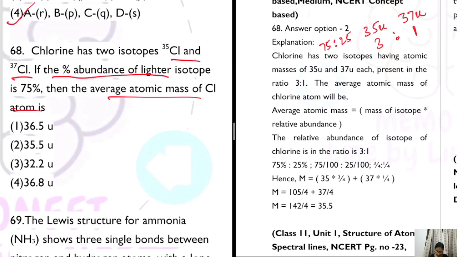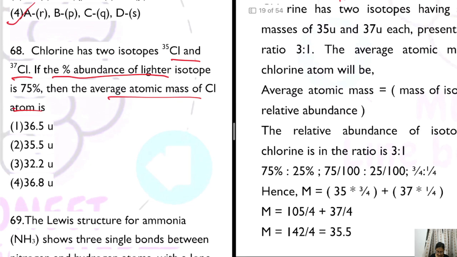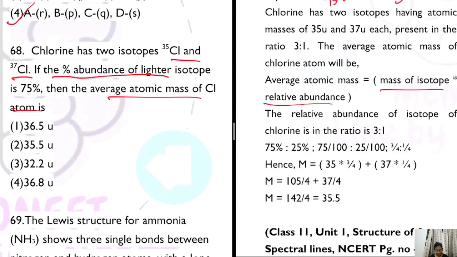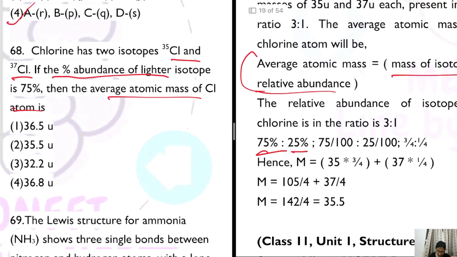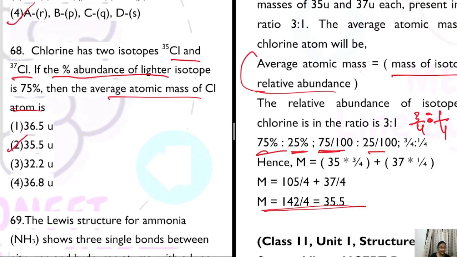This is 3:1. And how do we find the average atomic mass? This is by the mass of isotope into its relative abundance. Note this, this is important. So this is how we find it. So what we'll do is, 75% to 25%, which can be written as 75 upon 100 to 25 by 100. That is 3 by 4 is to 1 by 4. That is the relative abundance. We'll multiply these by their atomic masses and add them. So what we will get is 35.5. That is why you see in the first question we use 35.5 for Cl.